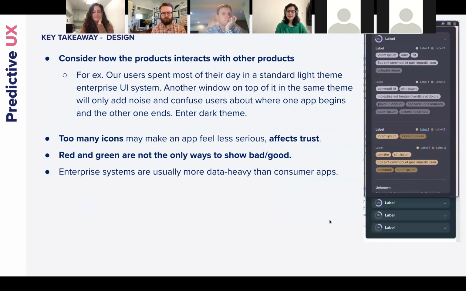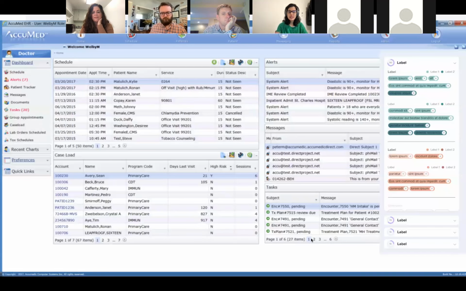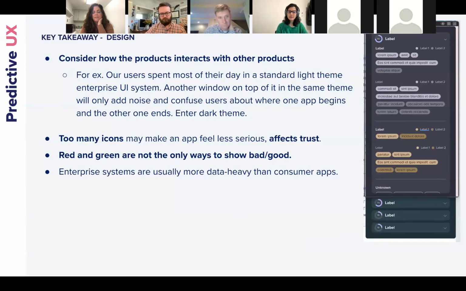All right, now key takeaways specifically to design is considering how a product can interact with other products. In this case, our users spend most of the day in a standard light theme enterprise UI system. So Karen, if you can go to the next slide really quick, just to show. And yeah, so this is their day in and day out, really used to seeing this very light theme, a lot of data. And so if you can go back to the previous one, Karen.